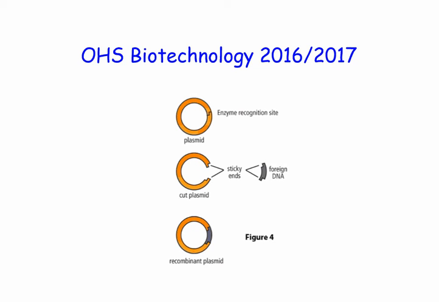Plasmids are responsible for antibiotic resistance in bacteria, which is one of the concepts that we're going to be focusing on in this project. Pretty much, how do bacteria acquire antibiotic resistance?